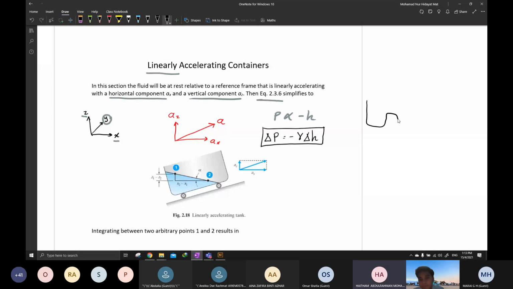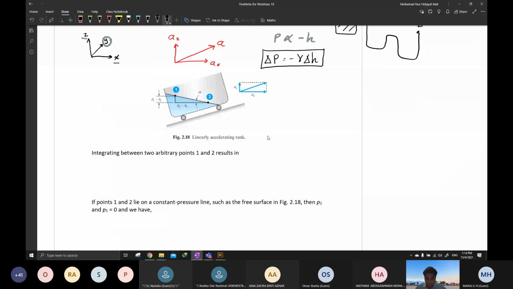Yes, sir. Okay. So this is the hydrostatic equation that we use frequently to measure the change of pressure from this point to this point, A to B. Because of this equation, we can do more applications based on it. This is the simplified equation, right?